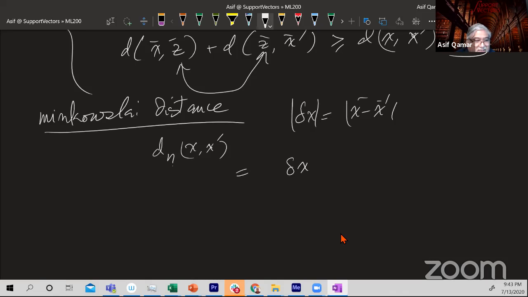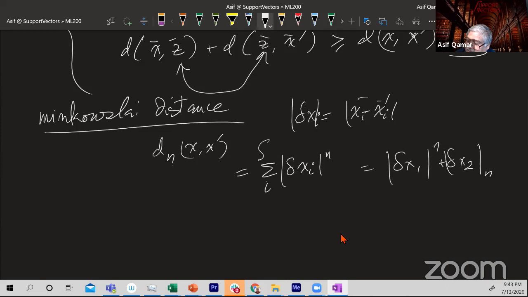Component-wise, you look at the ith component, delta x_i, to the power n, summed over all of them. In other words, it is delta x1 to the n plus delta x2 to the n, and so on, summation over i, and the whole thing to the power 1 over n. You have to take the nth root of it. Sorry, the nth power should be here, and 1 over n outside.